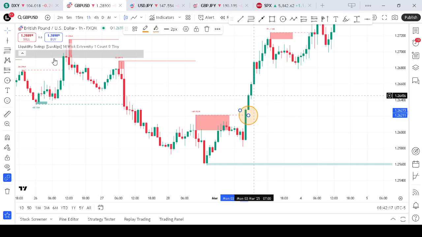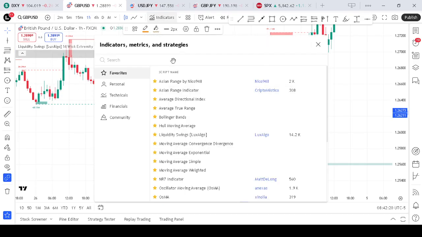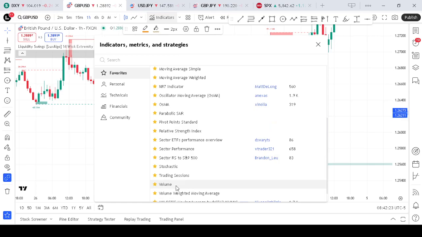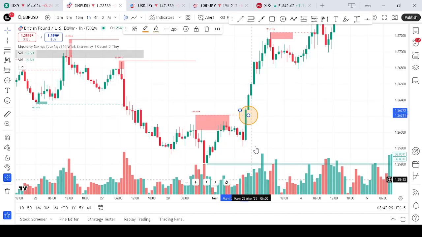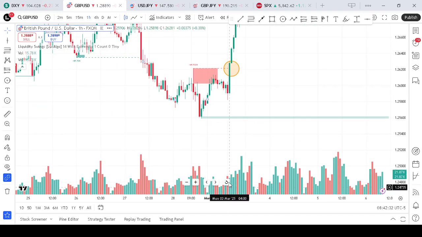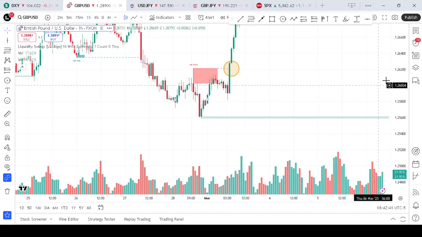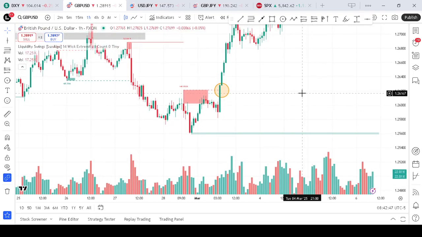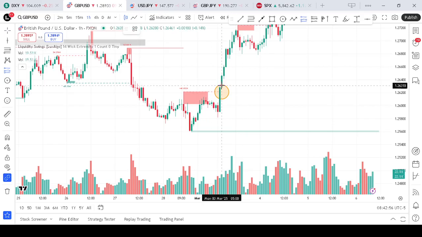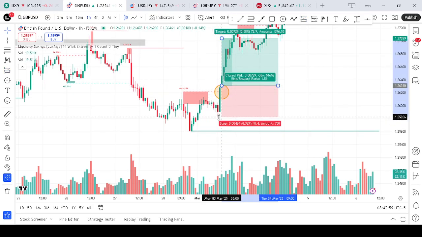This confirmation is backed up by our volume. So if I add my volume indicator, it will help me see what the volume was showing us at that particular time. And as we can see from the volume indicator, there was an increase in the volume while price was breaking out of that zone. Once confirmed, you can enter in the direction of the breakout above the swing high with strong momentum and volume. It will be an opportunity to enter a buy position. So we can enter after the breakout has been confirmed.